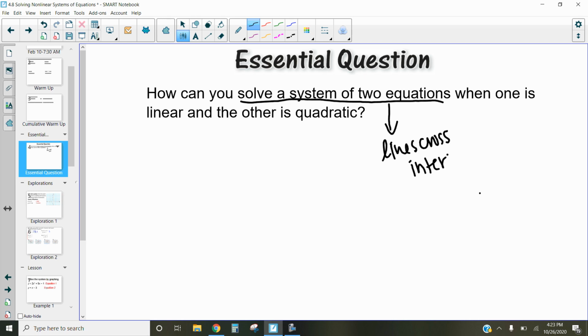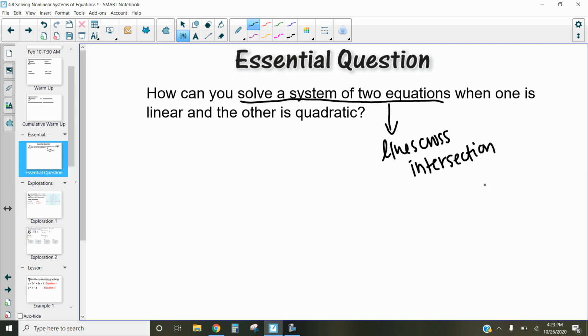And those places of intersection are going to be their solutions. That means both of these lines exist at those points. Now, these values that we're finding will be points, not just x values. So we want to find those points.